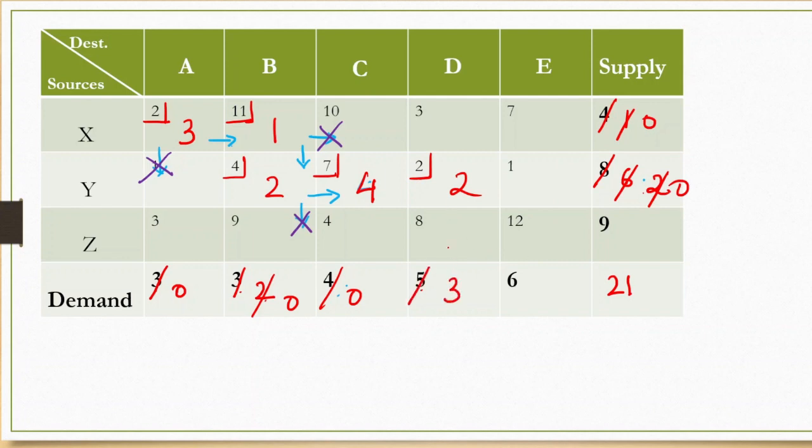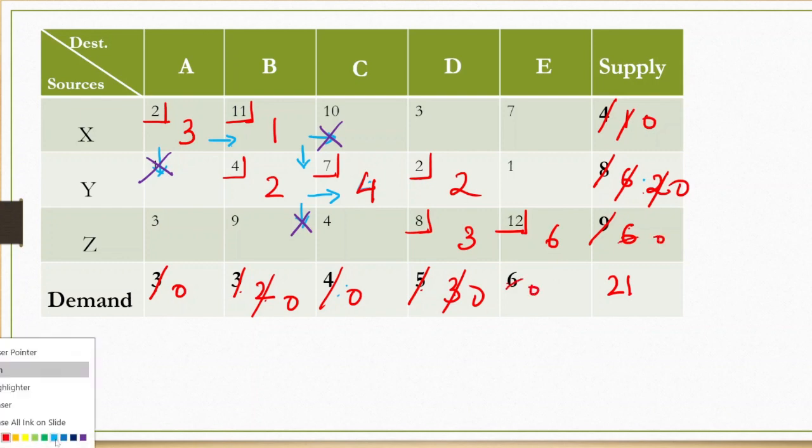Now going down, I'll be taking 3 and 9. The minimum of 3 and 9 is obviously 3. This becomes 9 minus 3, 6. You will notice that in the last allocation we have 6 and 6, the demand is equal to the supply, so it becomes 0 in both cases. So now I have taken this route.